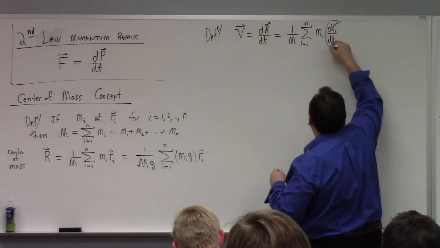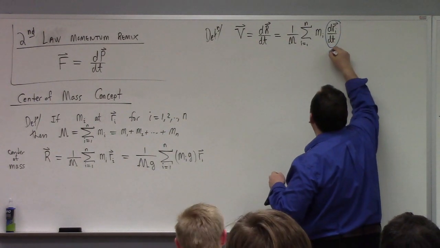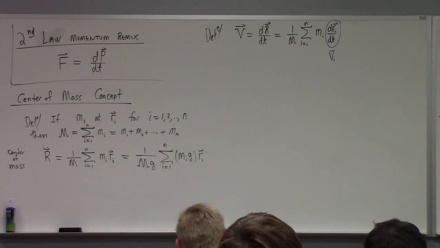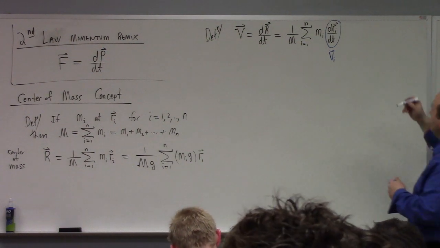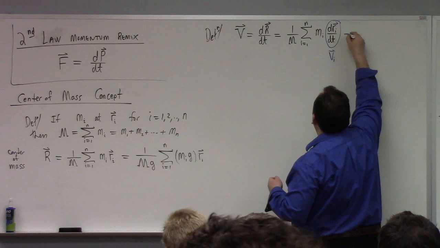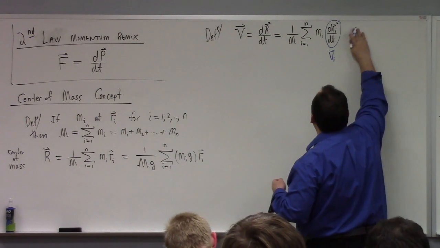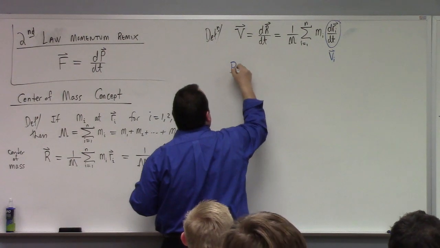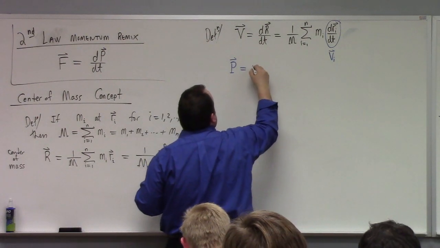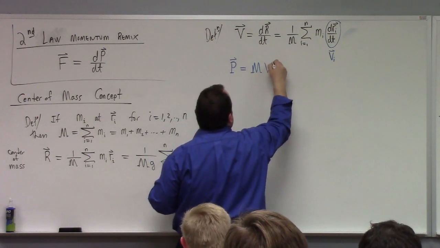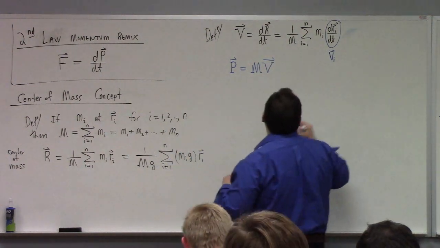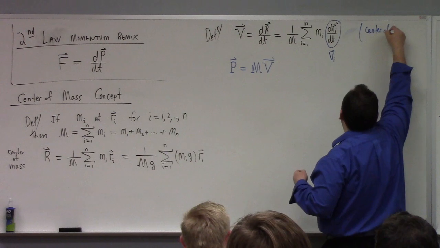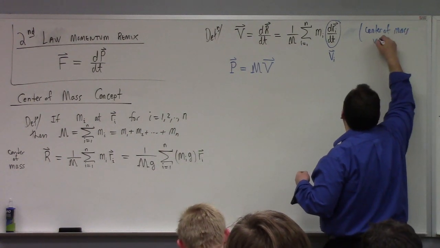What is that? This is exactly the velocity of the ith particle, right? Now, if you brought the mass inside, we could write this again as... all right, fine, this is fine. We could also talk about the net momentum of the system. The net momentum would be the total mass times the center of mass velocity. So again, this is the center of mass velocity.